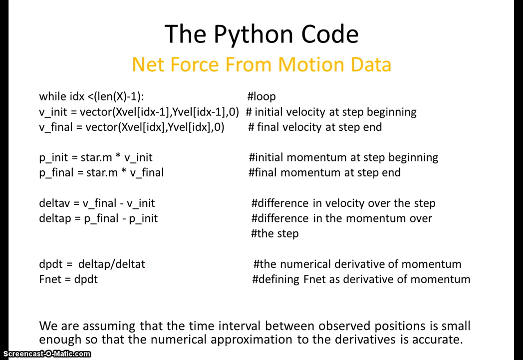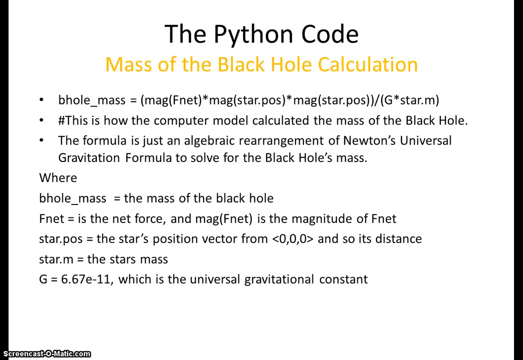Basically, you find the velocity, initial and final, you subtract and divide by the time step. You get the velocity, which is the derivative with time of position. You do the same thing for momentum. And in the end you define F net to be the derivative of momentum with time. Again, we're assuming that the time step is small, so the derivatives are an accurate approximation. This is how I calculate the mass of the black hole, basically using Newton's universal gravitational constant formula, just rearranging and solving for the black hole's mass.